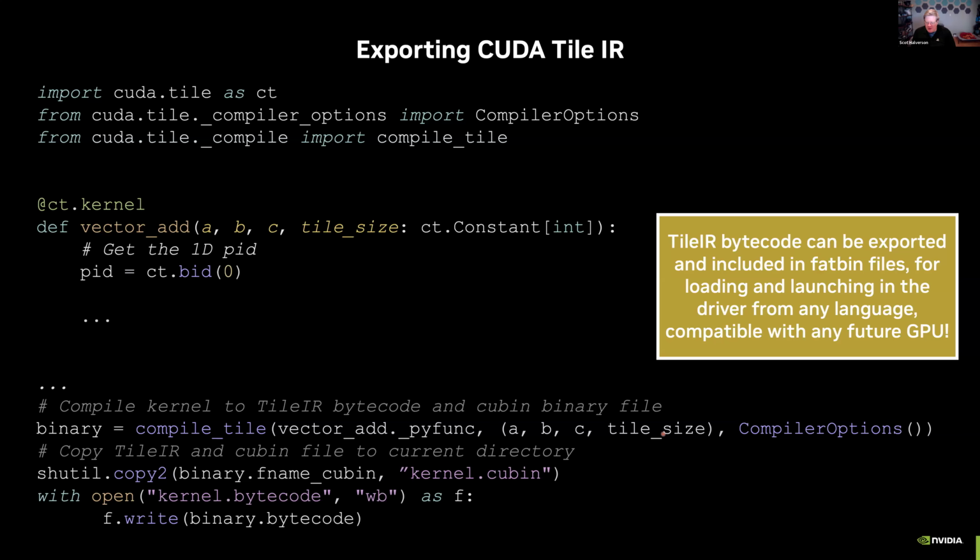This can be included in your FATBin files and then launched from a driver from any language that's capable of launching GPU kernels. And the nice thing about this is that, since it's still the intermediate representation bytecode, it can be portable to future generations of GPUs without having to recompile. You're storing the intermediate representation, not the compiled code.